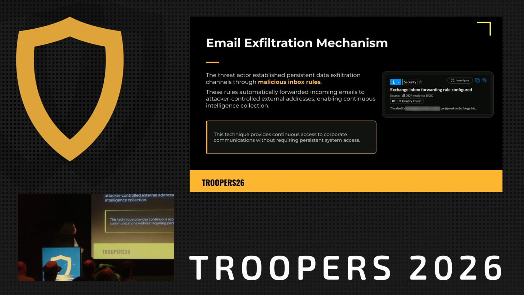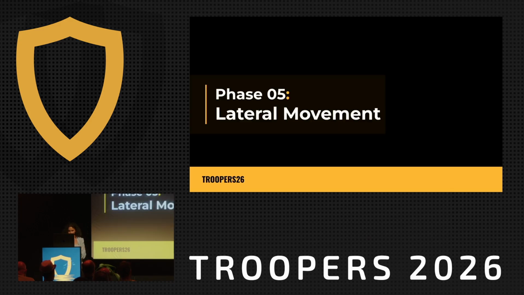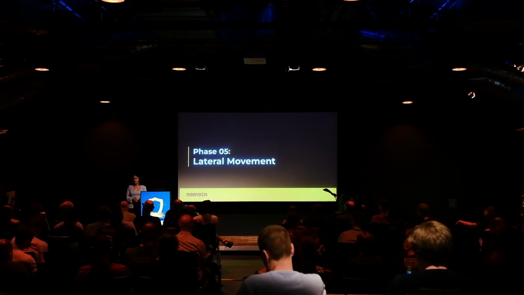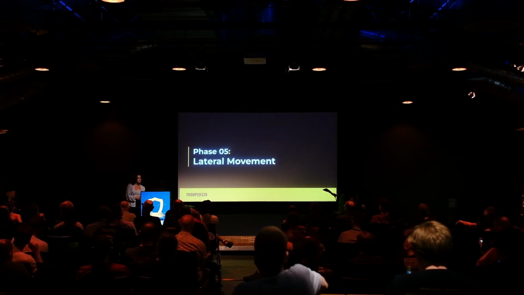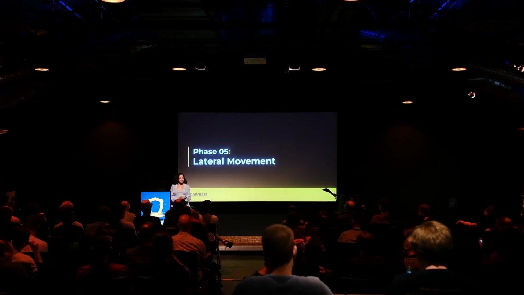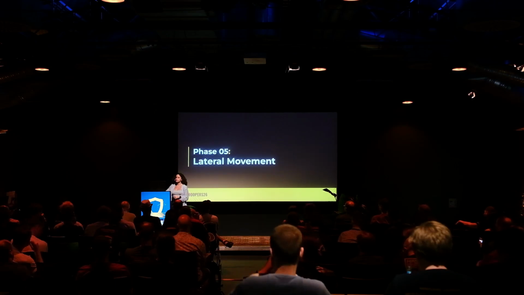This is something that we see in almost every BEC, business email compromise style attack nowadays. It's one of the most common and one of the most effective ways that attackers maintain access. All right, so now at this point, we might have one compromised account, and that's great. But 10 compromised accounts are much better. So naturally, the next step is lateral movement. And let's take a look now at how Atlas Line moved through the organization.